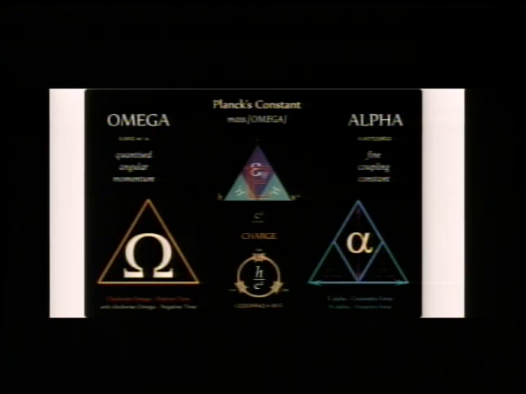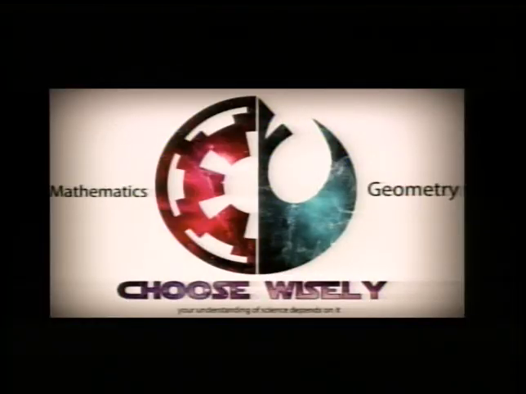The alpha constant is just the linear forces between charged particles. So we have an alpha and an omega, a theory that encompasses everything. Again, it's very important to distinguish the difference between mathematics as a language and geometry as the actual grammar that guides the language. And we must choose wisely if we are to understand nature and how it works.